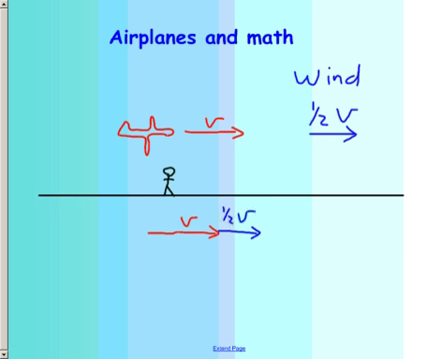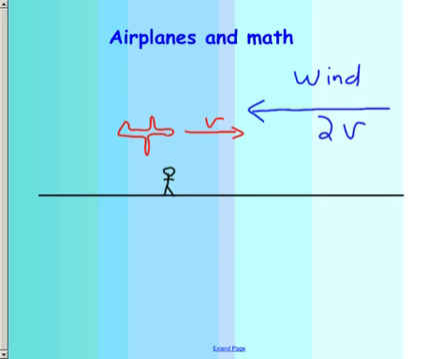So how fast is the plane going relative to the ground? Well, it's going 1 1/2 v. We add the two vectors together. So it's kind of a step process. The plane relative to the air relative to the ground. All right, let's do a crazy one.